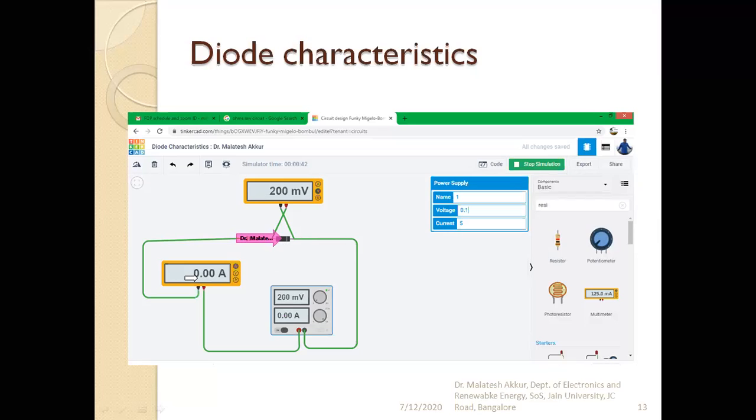Once it crosses 0.7 for a silicon diode, for a small change in the voltage across the diode, there will be a large change in the current. So that we call the knee voltage. You are going to observe it.